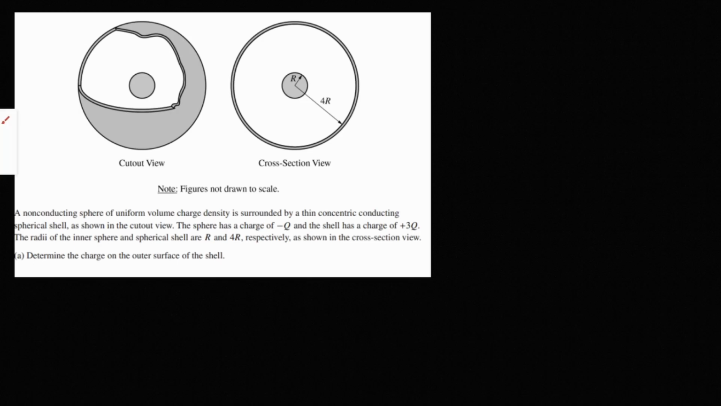Alright, so we have some non-conducting sphere of uniform volume charge density. That's pretty cool. It's surrounded by a conducting spherical shell. So this is a conductor. The sphere has a charge of negative q. Okay, so negative q.